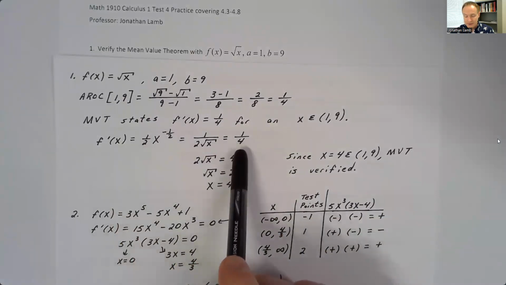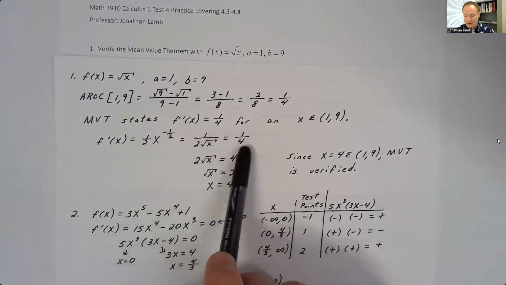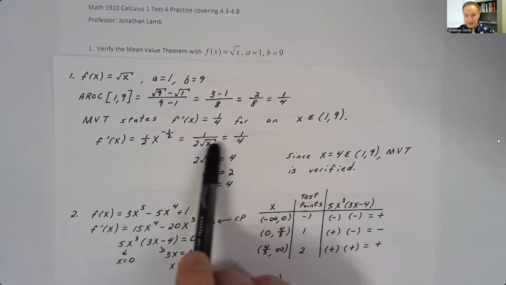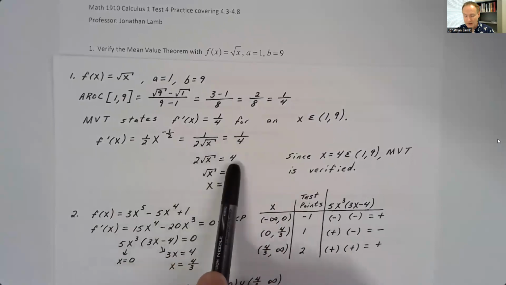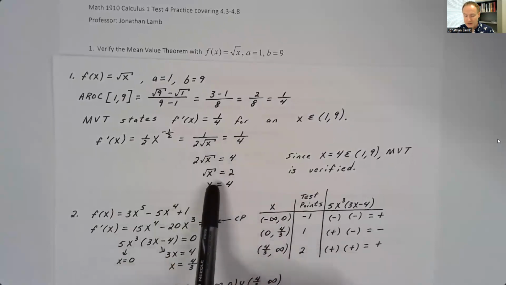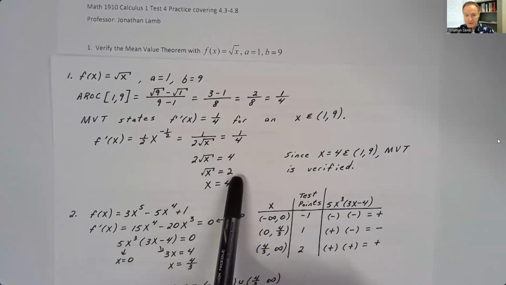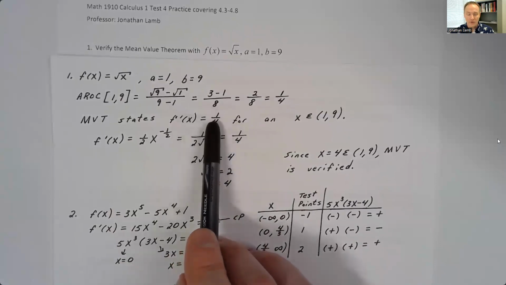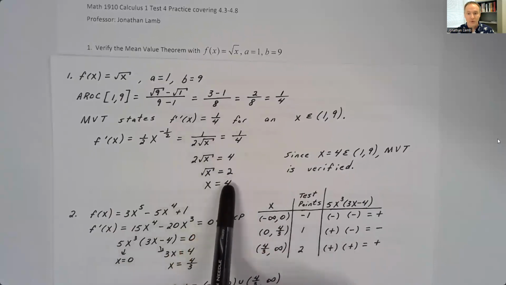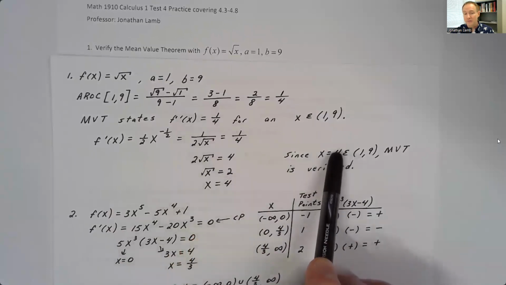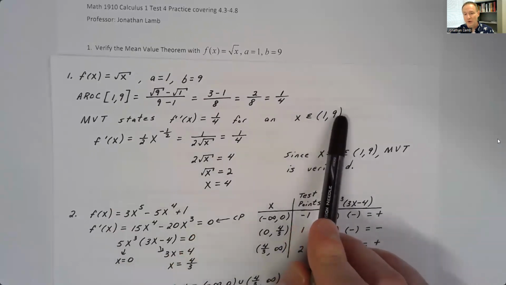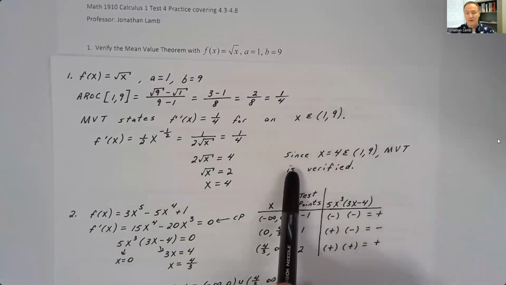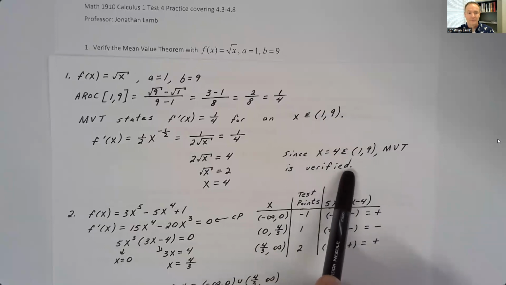In this case, you could cross multiply, or you could just say, hey, your denominators have to be the same. That's going to give you 2 root x is 4. Divide by 2, that gives you the root of x equals 2. Square both sides, you get x equals 4. Well, we're done because we know that the derivative is equal to the average rate of change at x equals 4, and x equals 4 does belong to the set of values between 1 and 9. Thus, the mean value theorem is verified.